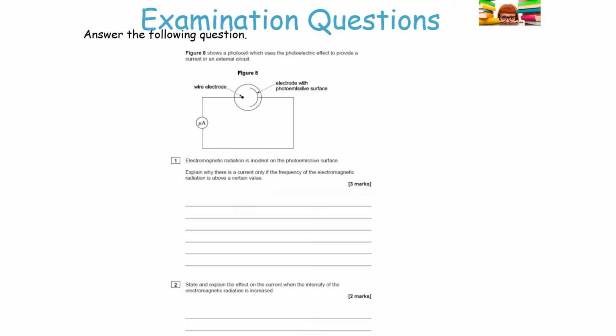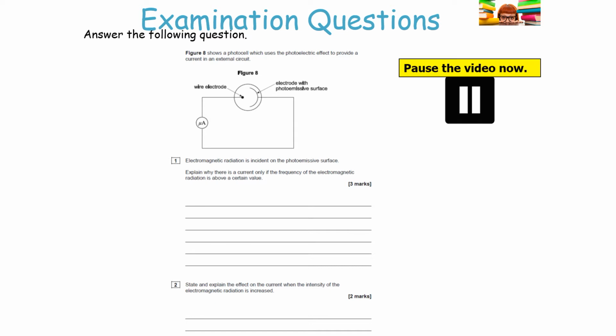So in the following question, figure 8 shows a photocell which uses the photoelectric effect to provide a current in an external circuit. Electromagnetic radiation is incident on the photoemissive surface. Explain why there's a current only if the frequency of the electromagnetic radiation is above a certain value. Then state and explain the effect on the current when the intensity of the electromagnetic radiation is increased. So pause the video now and then unpause the video when you want to go through the answer.